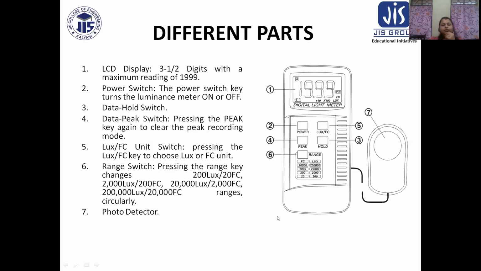Range switch. Pressing the range key changes 200 lux, 20 foot candle, 2000 lux, 200 foot candle, 20,000 lux, 2000 foot candle, 2 lakh lux, 20,000 foot candle, ranges circularly. Last one is the photo detector. This one is the photo detector.